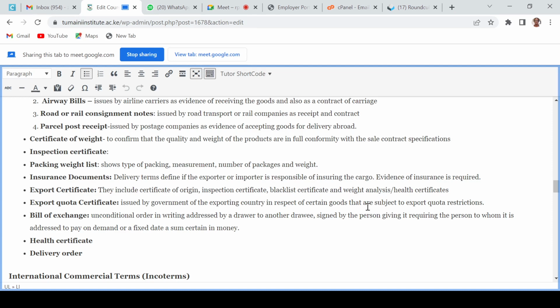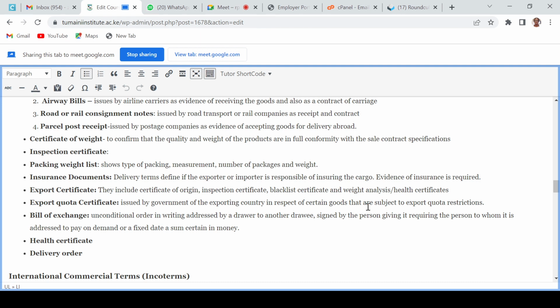We have what we call inspection certificates, that goods have been inspected, they are of good quality according to the standards that have been required. Then we have packaging weight list. This is where it shows type of package, measurement, ikona yani urefu, ufupi, yani all those factors have been considered. We call it a packing weight list. The other one, we talk about insurance documents to prove that the goods have been insured when they are on transit.